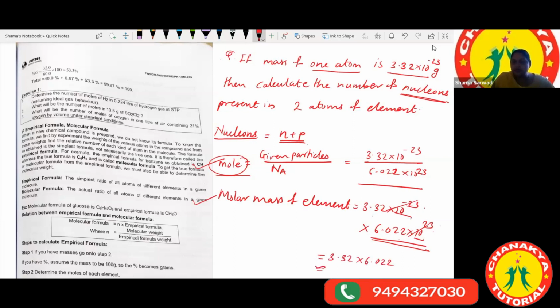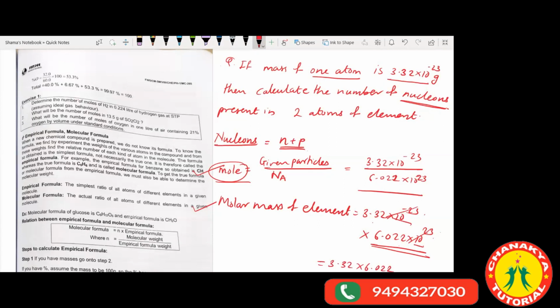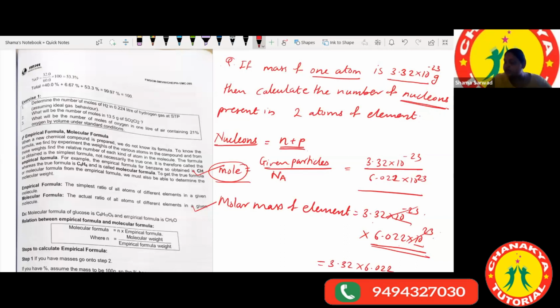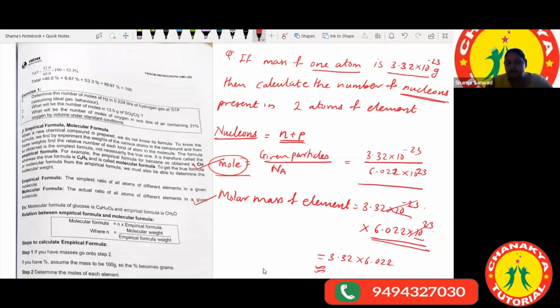Tell me the approximate value. Do this calculation. Can you do that? 3.32 into 6.022. Yes, ma'am. Ma'am, why do we use for molar mass the mass of one atom into the Avogadro's number? Yeah, that is Avogadro's number. What I said, this is about the molar mass of an element. This is about the mole.